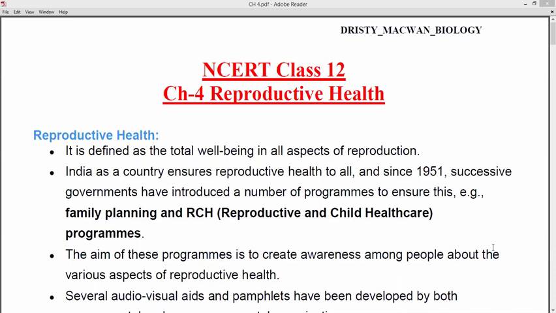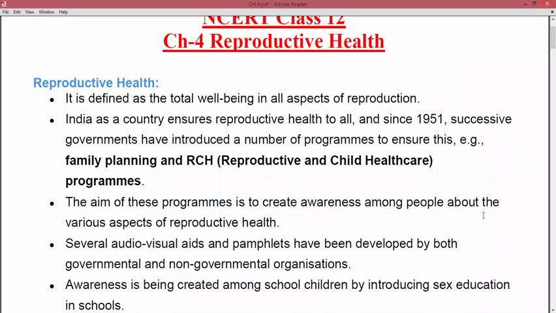Now, when we are talking about reproductive health, what are the aims of these programs, the family planning as well as the RCH? The aim of these programs is to create awareness among the people about the various aspects of reproductive health. The main thing is to create awareness among the people about how they should maintain their reproductive health, and what they should do in order to keep themselves healthy in terms of reproduction.